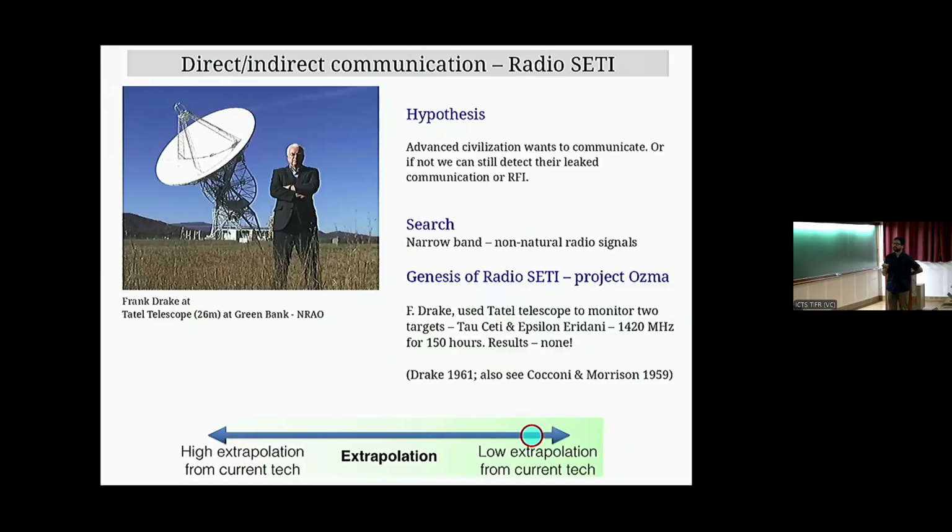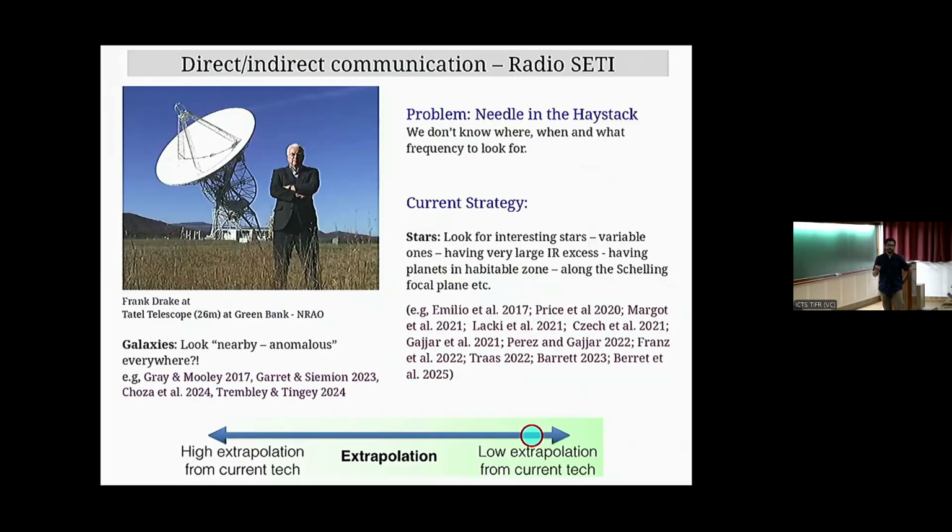But the story doesn't end here. In fact, now, with mostly privately funded research, we are searching for stars and galaxies in varied radio bands. For stars, we are looking for interesting stars such as Variable 1, having very large infrared excess or having planets in habitable zone. Or along the Schelling focal points, I have a slide on what exactly this is. If time permits, I'll talk about it. And then you can see there are many, many papers. I'm just listing a few of the papers which were published in the last 10 years.